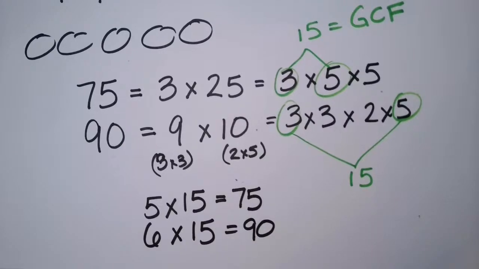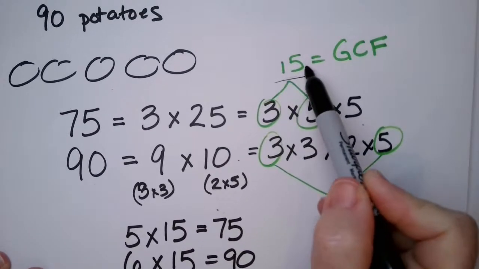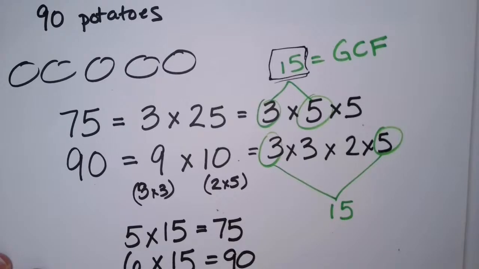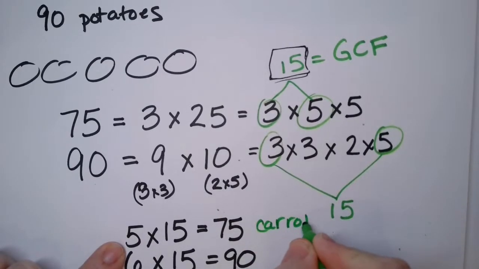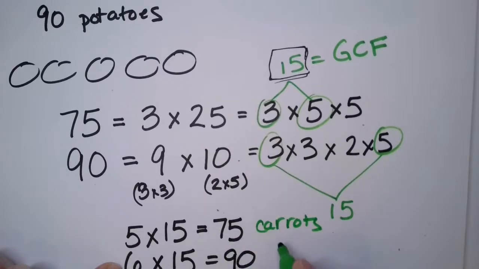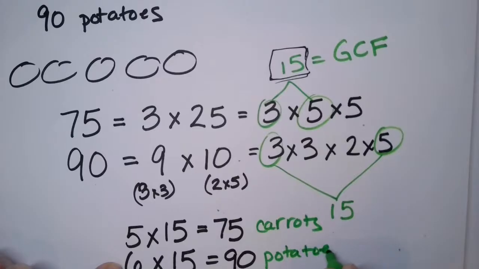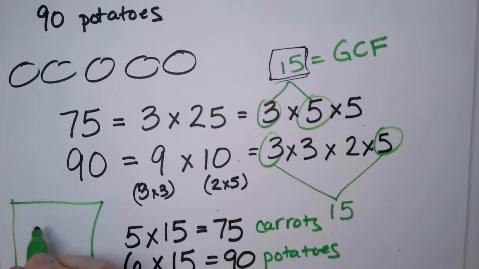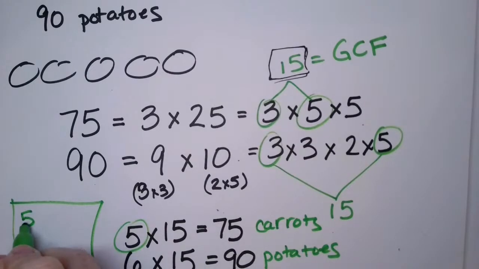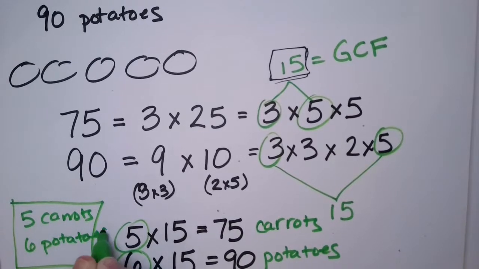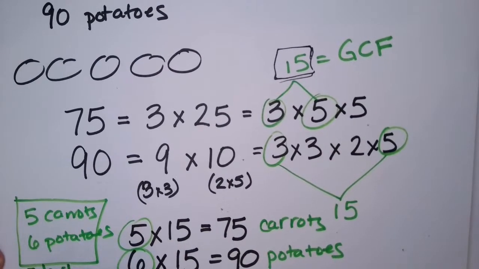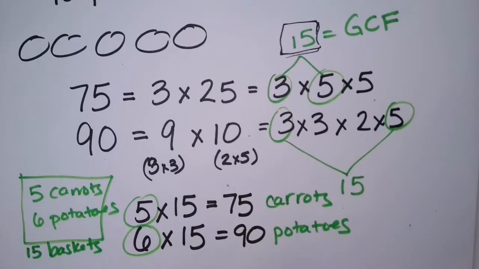Okay, now what does that tell us? That tells us there are 15 baskets. So whatever your GCF is, that's how many baskets we have. And in every basket, the 75 was the carrots, and the 90 was potatoes, right? So there are 15 baskets, with 5 carrots and 6 potatoes. And there are 15 baskets. And that's how you can interpret the math.